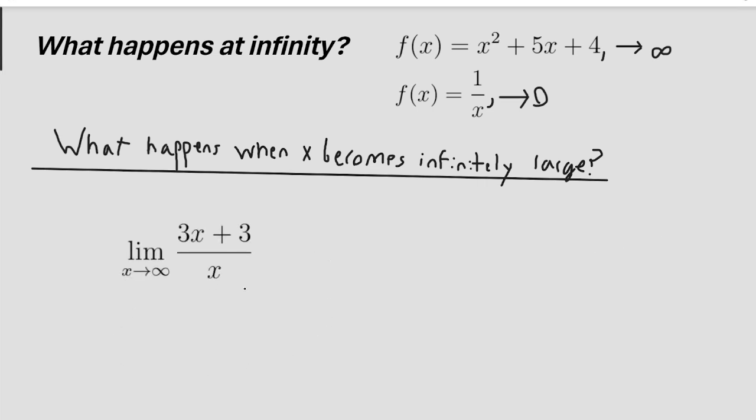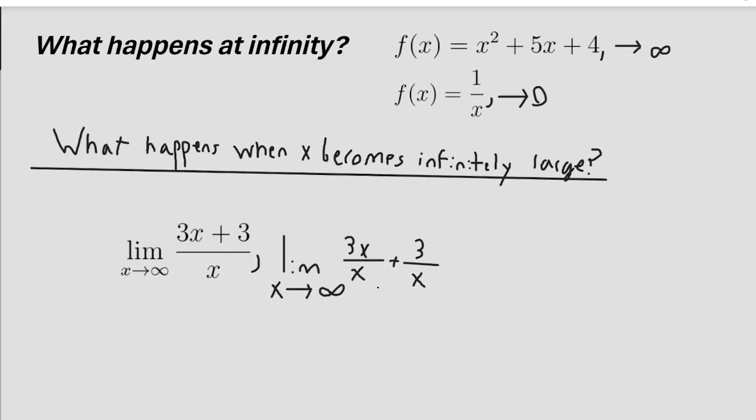As promised, here we have a bit more interesting of a function. So we have 3x plus 3 over x as x approaches infinity. And in this particular instance, we have x in the numerator and the denominator. So this clearly isn't quite as straightforward as the problems we faced up here. So what are we supposed to do here? How do we solve this? Well, let's start by dividing this function up and seeing if we can express it in different terms that makes it easier to digest.